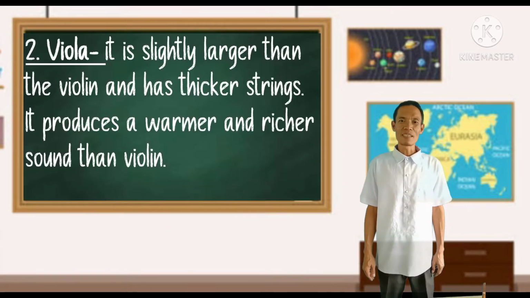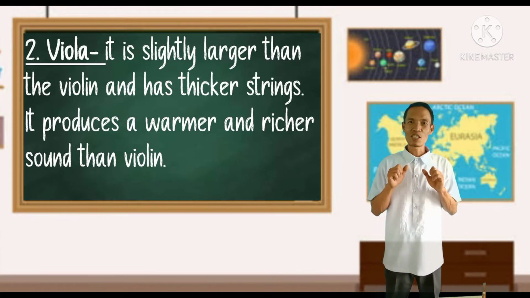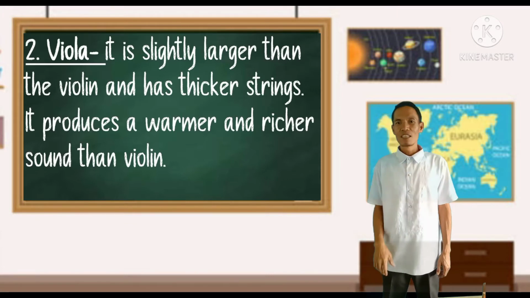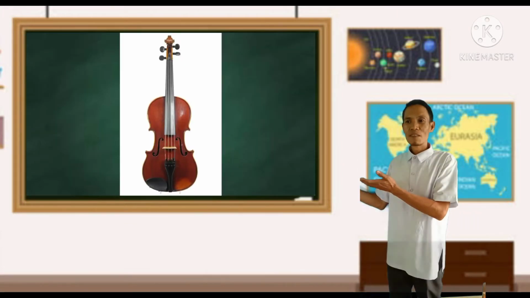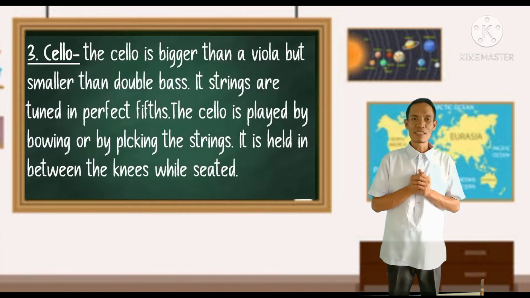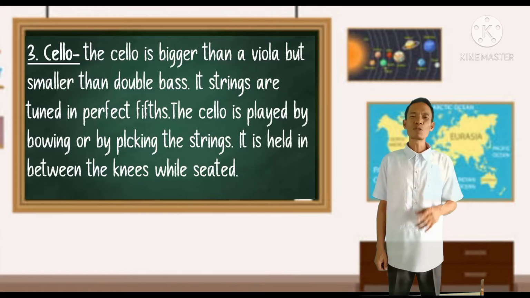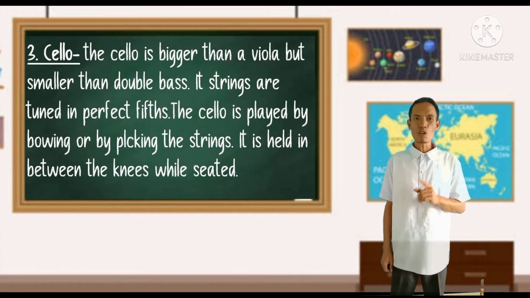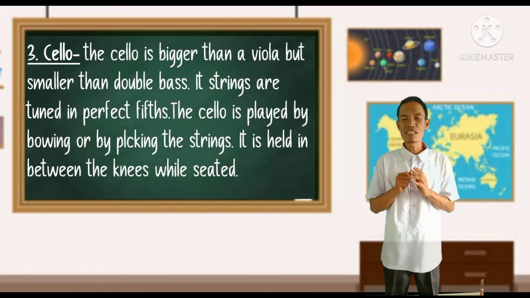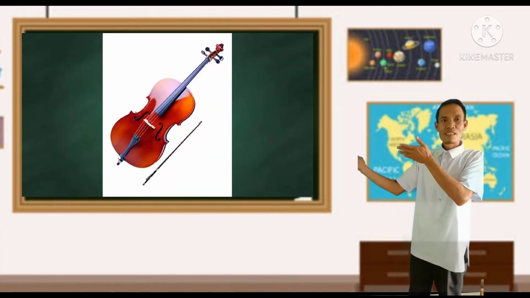Our number 2 string instrument is called viola. Viola is slightly larger than the violin and has thicker strings. It produces a warmer and richer sound than violin. Now children, this is the picture of viola. Children, our third string instrument is the cello. Cello is bigger than a viola but smaller than double bass. Strings are tuned in perfect fifths. The cello is played by bowing or by plucking the strings. It is held in between the knees while seated. Now, this is the picture of cello.